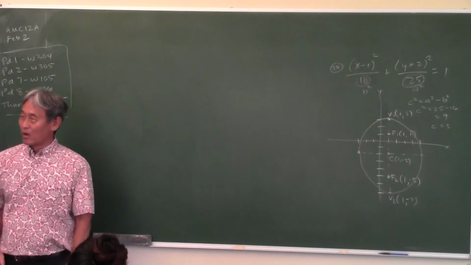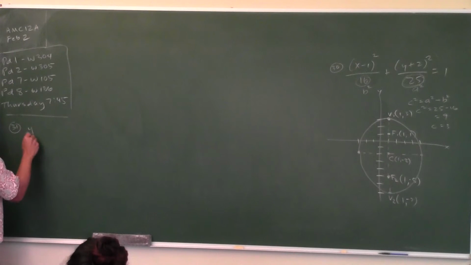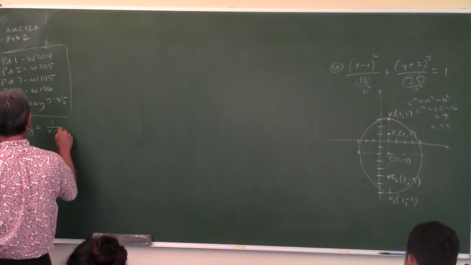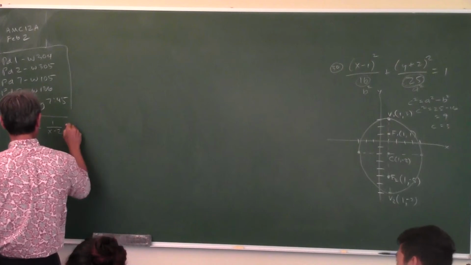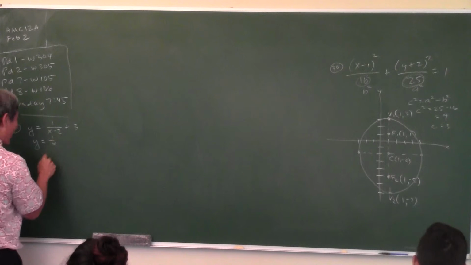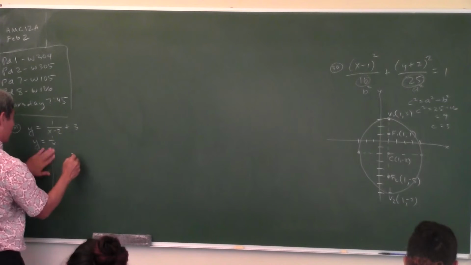Okay, 31, graph. Okay, this is what I was talking about. 31, y equals... what, you guys all tired already? What is the base graph for this? Y equals 1 over x. That's the base graph, right? And then you shift it. What does that do? 2 to the right and 3 up.